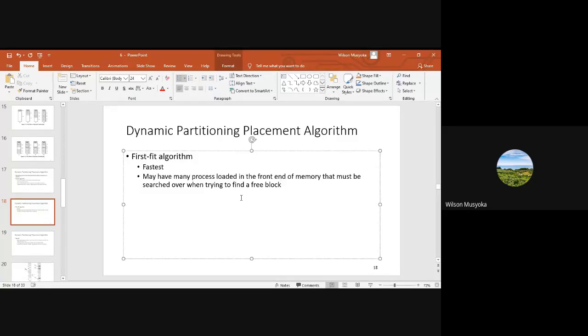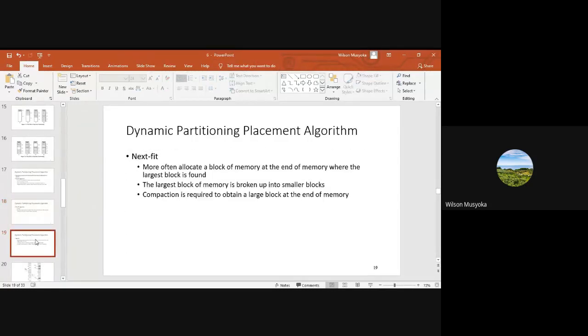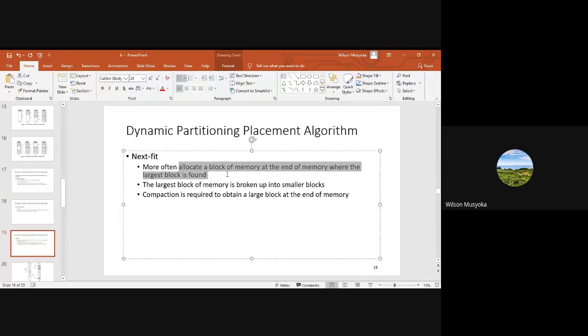And that is where you fit your process. Then we also have another one, which we call the next fit algorithm. So here we are saying the operating system will allocate a block of memory at the end of the memory where the largest block is found.